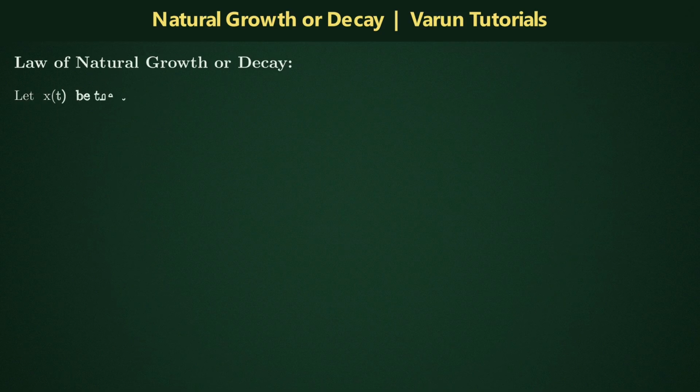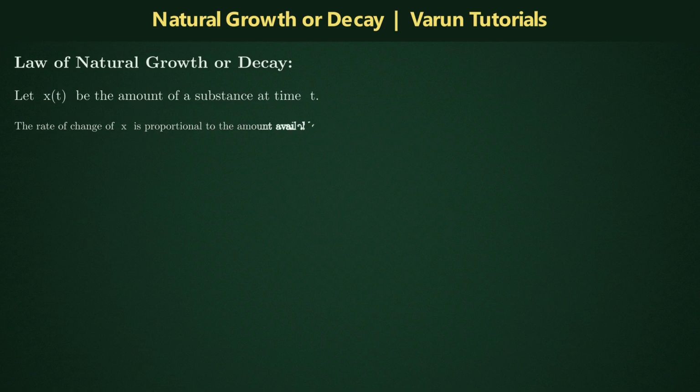Let x of t be the amount of a substance present at time t. The law states that the rate of change of the substance is directly proportional to the amount available at that instant. This can be written mathematically as dx by dt is proportional to x.